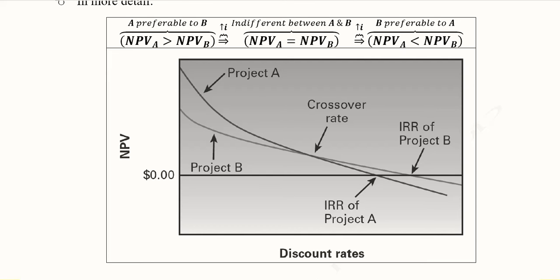But after it, you can see the lighter shade of the line is above the darker shade of the line, and it means that project B has a greater NPV as compared to project A. So the findings are reversed here after this point. The intersection of the x-axis and the NPV curve will give us the IRR, and this will be for project B and this will be for project A. So this is that discount rate after which the NPV comparison will reverse. This is why we call it a crossover rate or crossover discount rate.